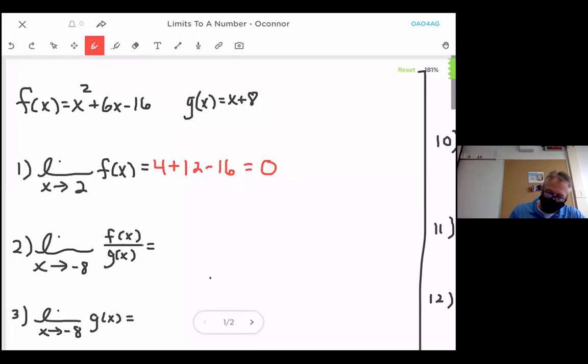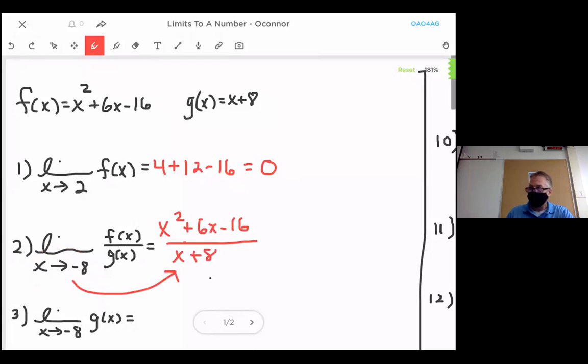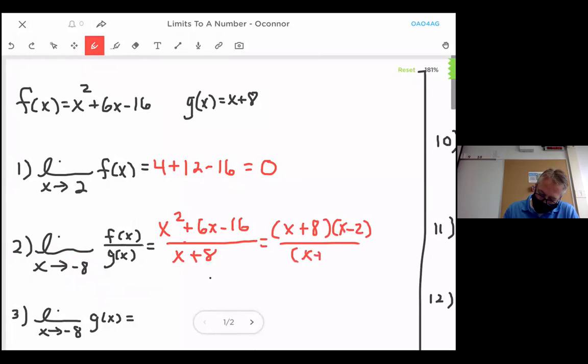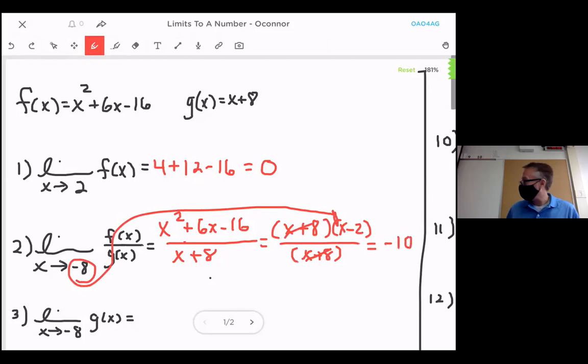Now for the second one, I usually like to rewrite these. Okay, you don't have to, but we're finding the limit as x goes to -8 of f of x, which is x squared plus 6x minus 16 over g of x, which is x plus 8. And unfortunately, I cannot do a direct substitution. So I'm going to have to factor in this case. When I factor the top, I get x plus 8 times x minus 2, which is good news because then my x plus 8s are going to cancel. And now I do my direct substitution. So -8 minus 2 is -10.